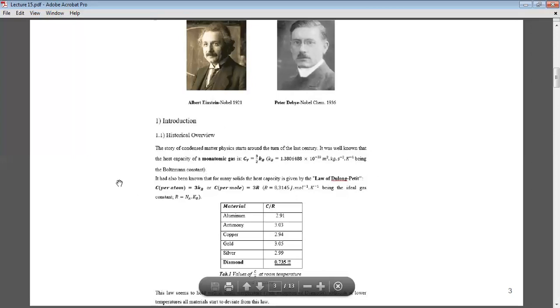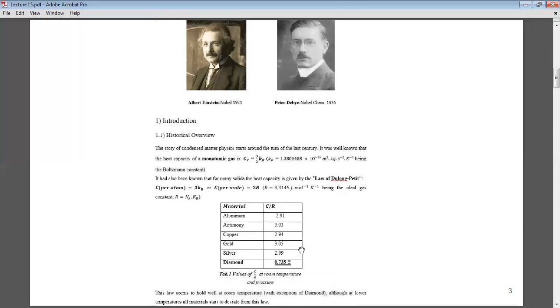It had also been known that for many solids, the heat capacity is given by the law of Dulong-Petit. So C is 3 kB, okay? This is different than here, where CV is 3/2 kB. The law of Dulong-Petit says that the C per atom is 3 kB, where C per mole is 3R, and we know what R is. Now, here we can look at several materials. We can find that aluminum is 2.91, antimony 3.03, copper 2.94.